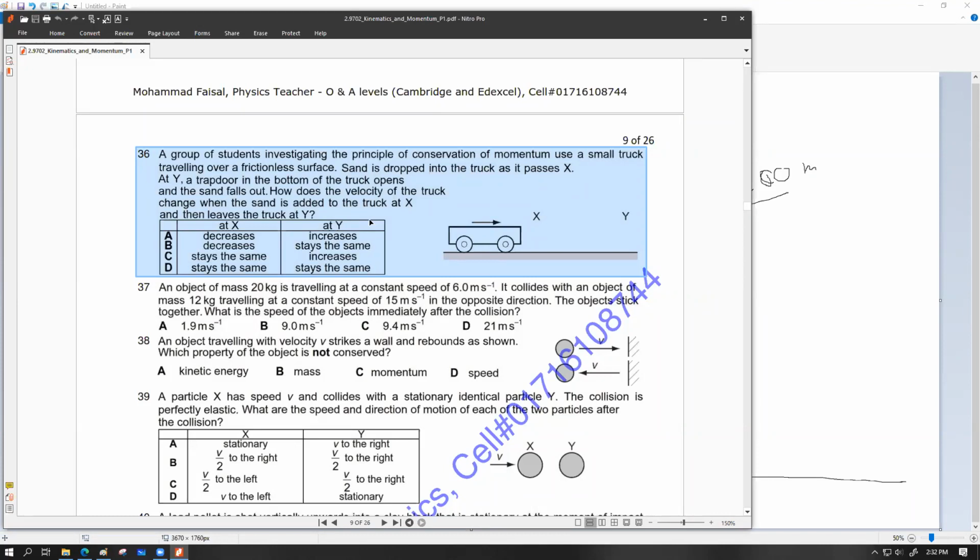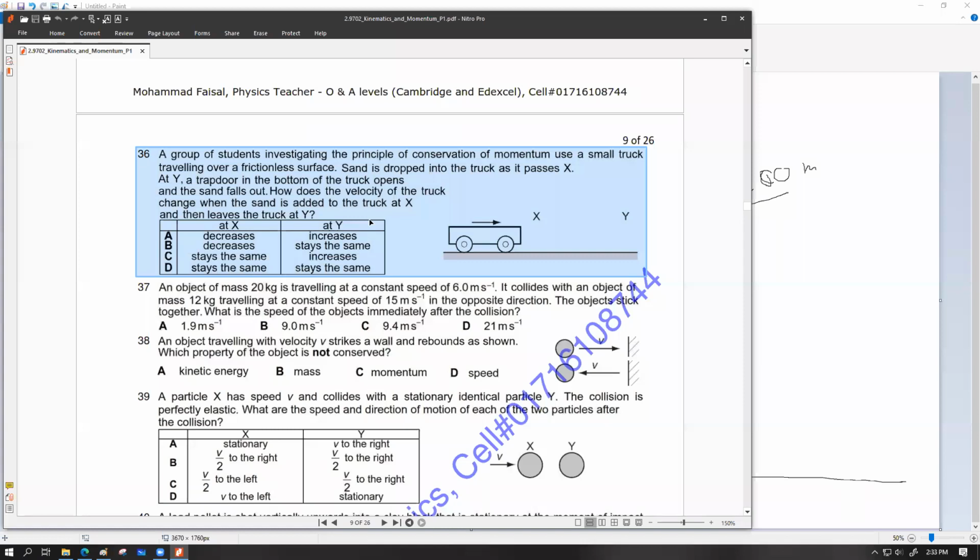Now, what I could have as a unanimous decision from all of you is that when the sand was being added to the trolley at position X, all of you agreed that its velocity should decrease. Do you remember?